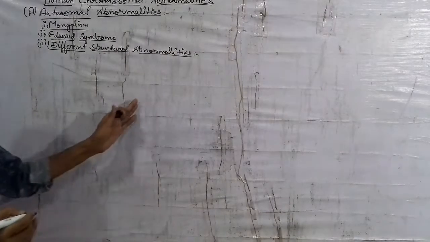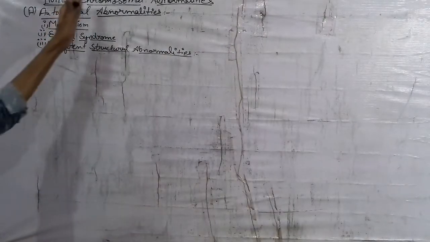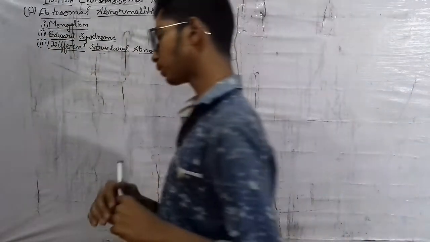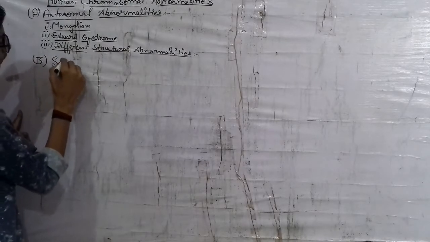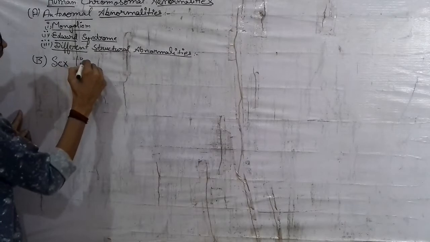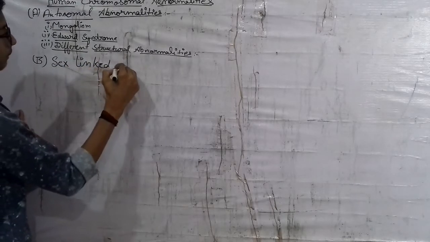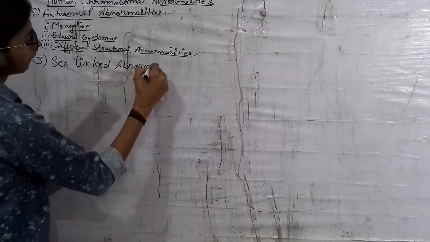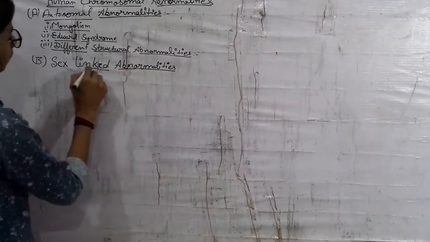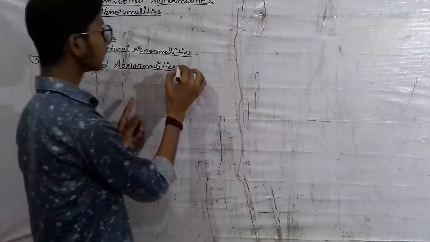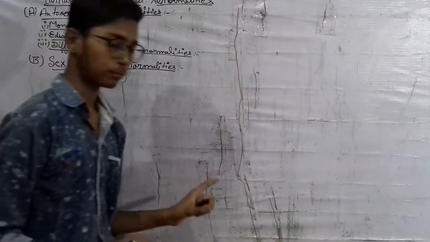So, my dear friends, this time we are discussing human chromosomal abnormalities. In human chromosomal abnormalities, there are two types of abnormalities found. First, autosomal abnormalities. Again, sex-linked abnormalities. Yes, my dear friends. So, we are discussing the first, autosomal abnormality.